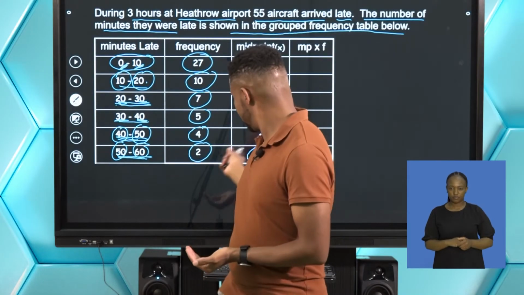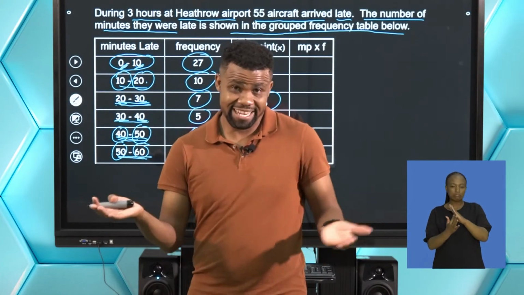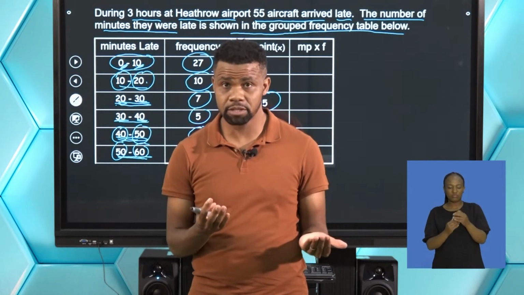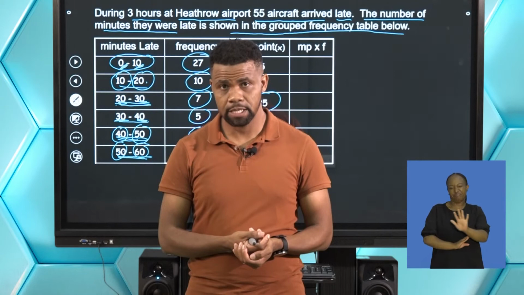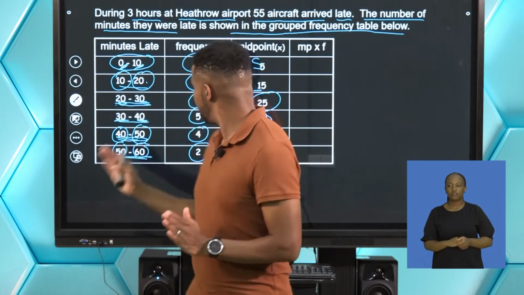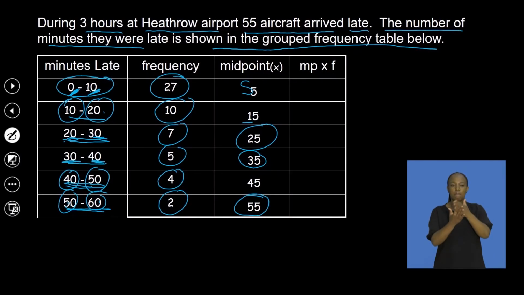I mean, you have to wait in that interval. It's 55 minutes. The max can be an hour, but the average is 55 minutes. Then from there, we have our midpoint. Now, we have to do midpoint multiplied by frequency.